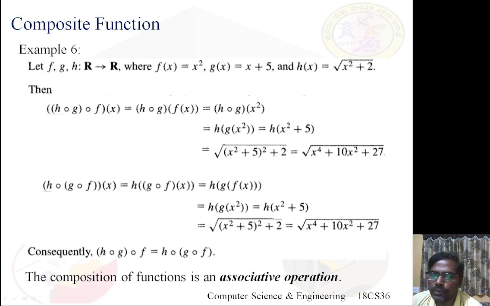So we will be justified here. Composite functions are always associative. Okay, clear? Always remember, composite functions in general need not be commutative but always associative.